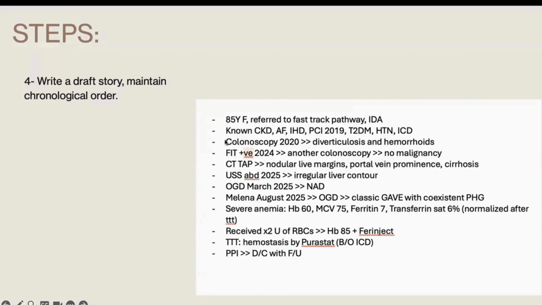Then a little bit of background, and then in chronological order, I mean in time order, you go into the findings. So, the colonoscopy of 2020 didn't show much, but actually he had a positive FIT test in 2024, so he required another colonoscopy. Again, it didn't show anything. At some point, someone requested a CT that showed portal vein prominence. So they did an ultrasound and an OGD and so on.